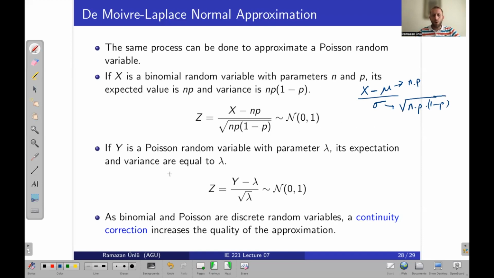The same thing holds for the Poisson random variables that have the parameter lambda, whose expectation and variance are both equal to lambda. So in this case, for standardizing, mu is equal to lambda, right? And sigma is the square root of lambda. So this is how we can standardize the Poisson and binomial distributions.